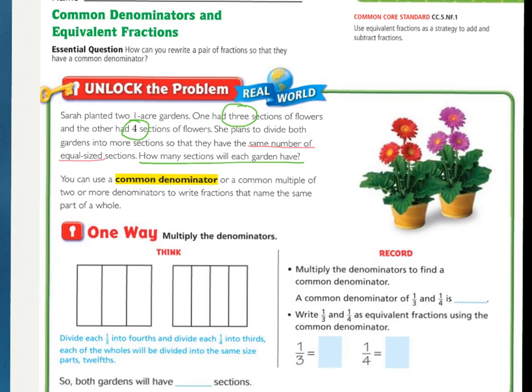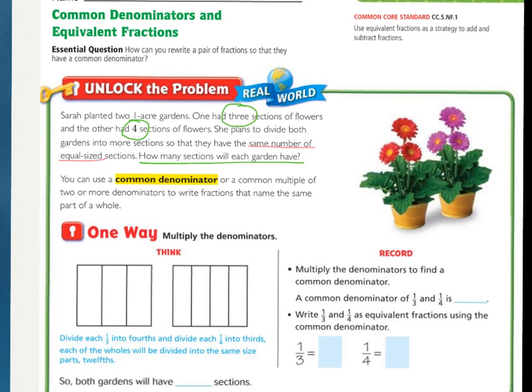You should have underlined how many sections will each garden have, circled 4, also the word 3, that's talking about the number of sections, and then I used a different color, but I underlined the same number of equal-sized sections because that's telling us what we need to do. Essentially we're going to be dividing, but at this point we're only worried about making the denominators.